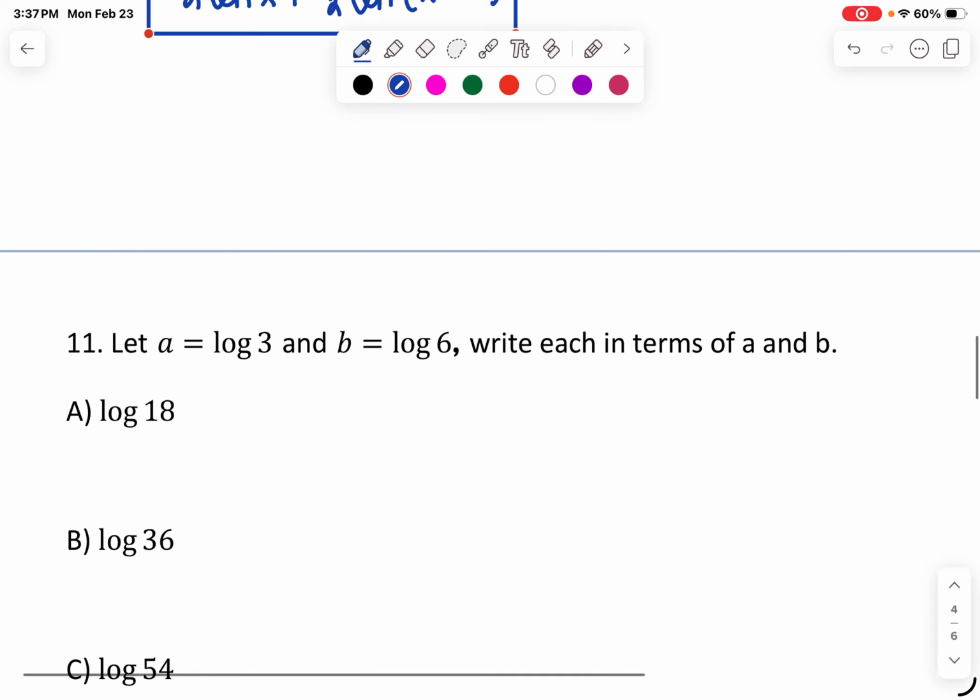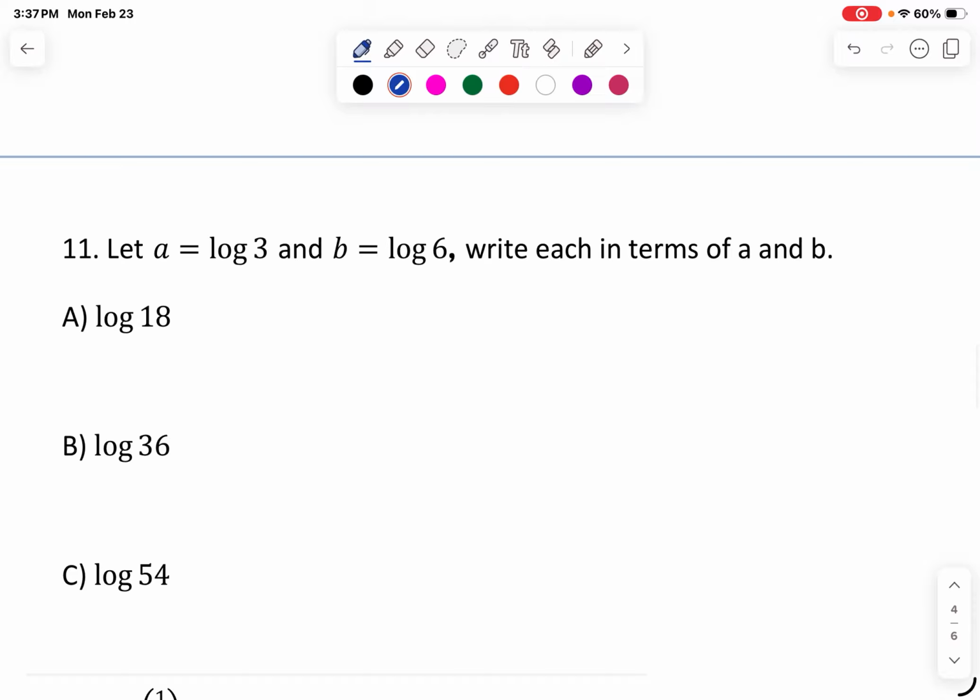Next here, we have write each in terms of A and B. So all of our answers here we want in terms of A and B. When we're done, we should be left with just A's, B's, some coefficients possibly, and addition and subtraction. Okay, that's it. All right. So here we have common log of 18, and, sorry, let's read the directions. Let A equal common log of 3 and B equal common log of 6. Write each in terms of A and B.